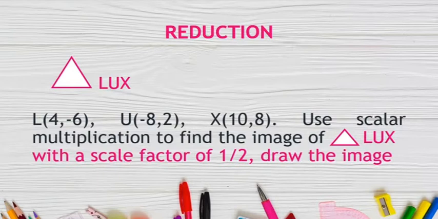For reduction, we have here triangle LUX, wherein point L has the coordinates of 4 and -6. Point U has the coordinates of -8 and 2. Point X has the coordinates of 10 and 8. So just like before, we'll be using scalar multiplication to find the image of triangle LUX with a scale factor of 1/2. And then we'll draw the image.